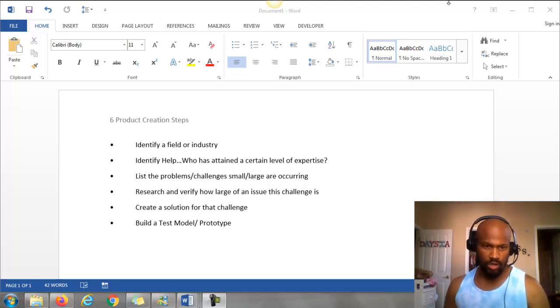Number 4, research, verify how large of an issue this challenge or problem is. So you want to identify basically the market. How big or small is this market for the people that you're going to be servicing? That's important. It can give you an idea of, hey, is this a lot of people experiencing this issue? Is it just a small group? So you just want to get a general idea.